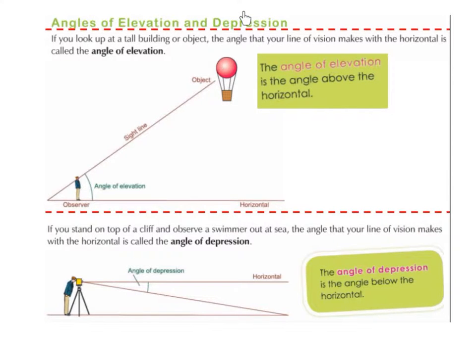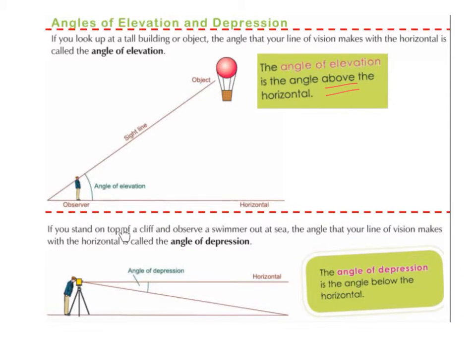Angles of elevation and depression. If you look up at a tall building or object, the angle that your line of vision makes with the horizontal is called the angle of elevation. So for example, here we have the horizontal line, which in this example is the ground. We have an observer, and their eye line or sight line is the angle of elevation. So they're looking up at the object in the sky, and the angle that is made with their sight line to the ground, this is known as the angle of elevation. So the angle of elevation is the angle above the horizontal.